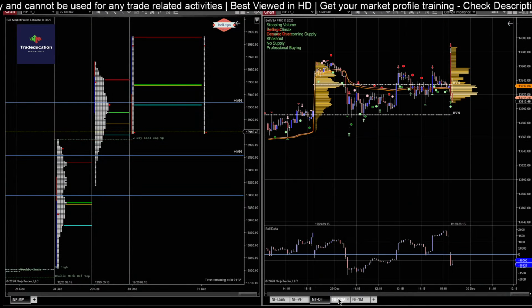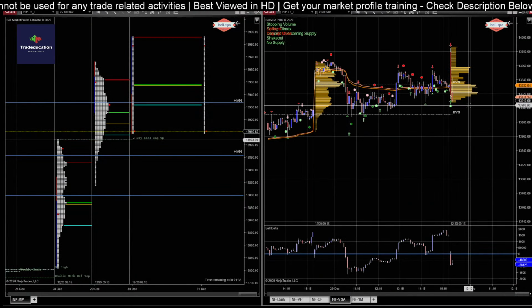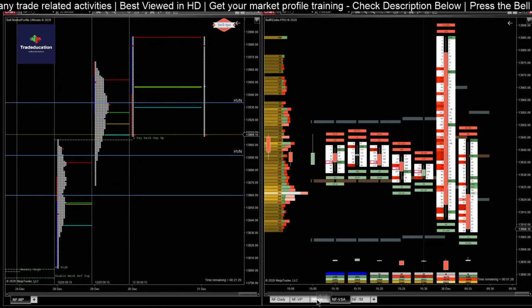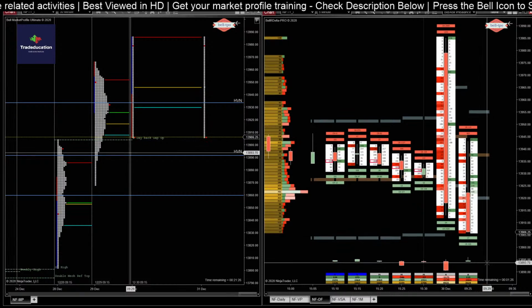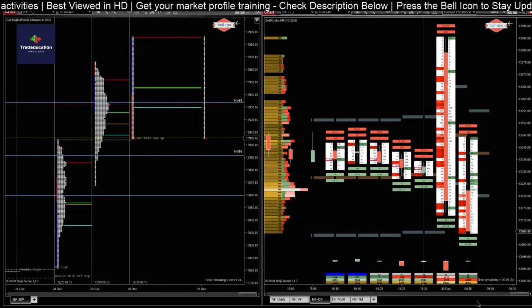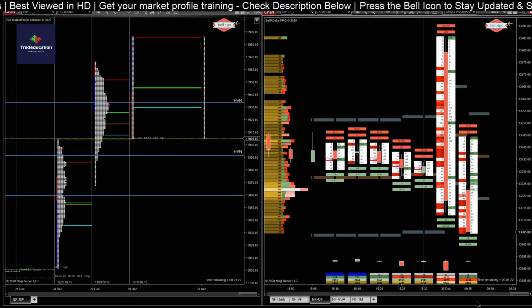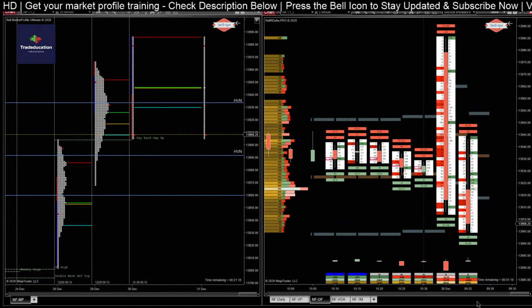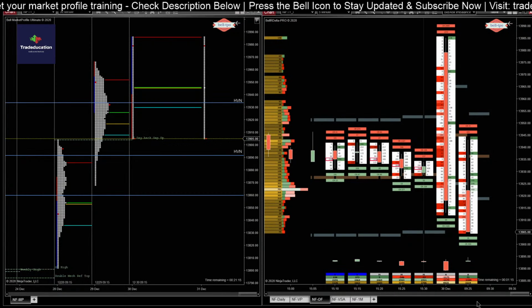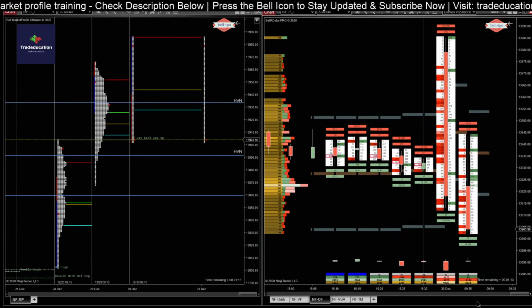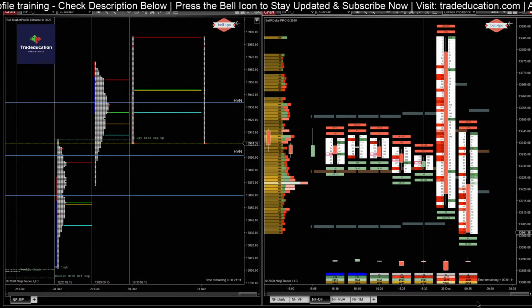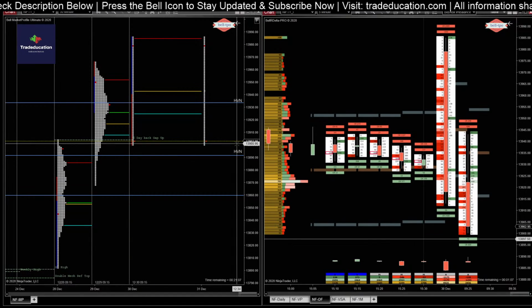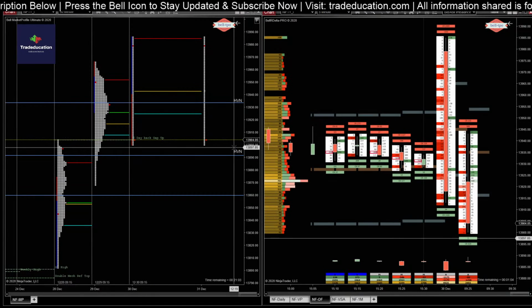So 13903, 13904, that is the level. Okay, so that level is also getting cleared. 13903 or 13904. Now I'm expecting continuation from sellers.